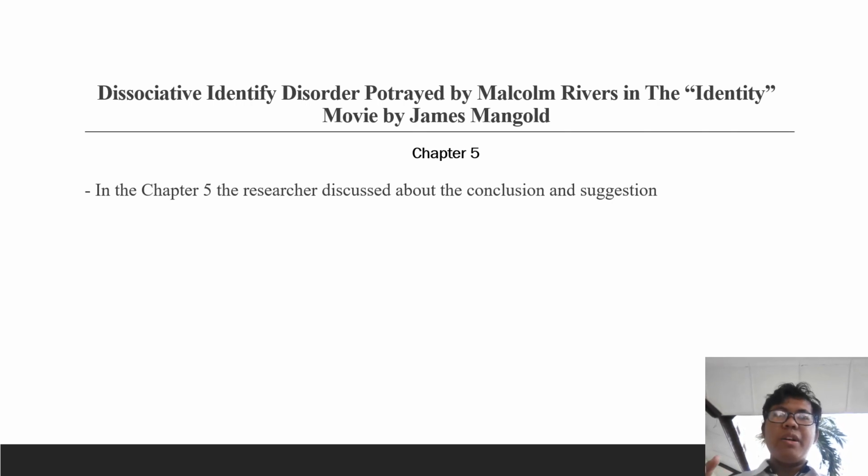So the difference is about the thesis from UIN. The other thesis is different because the UIN thesis has five chapters and the other thesis only has four chapters.